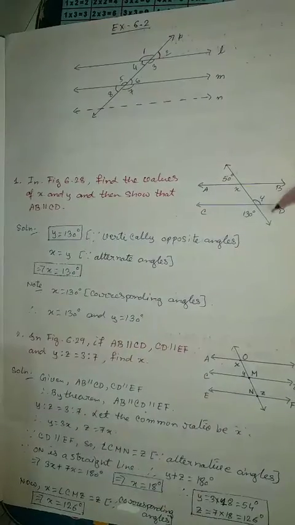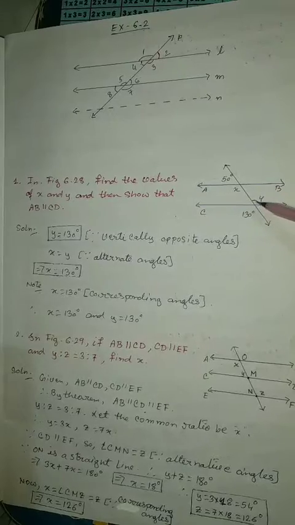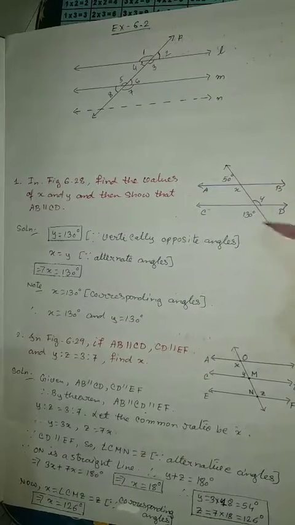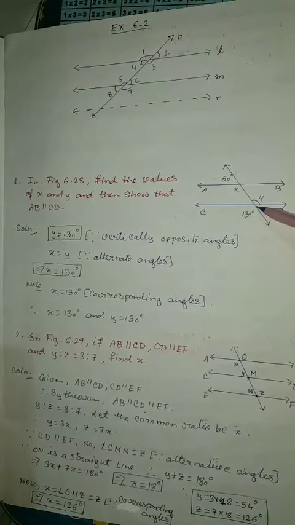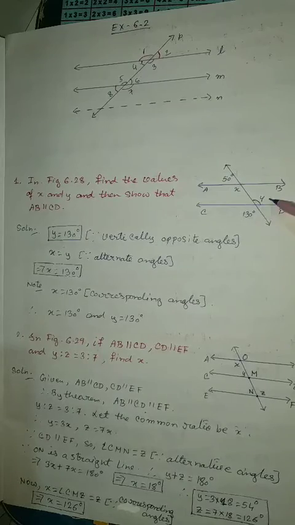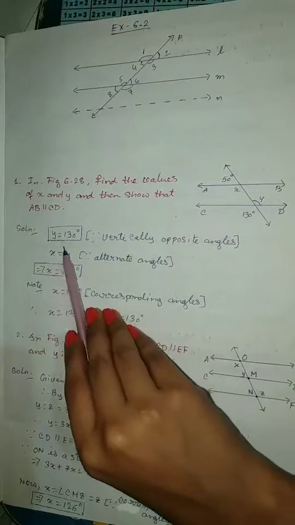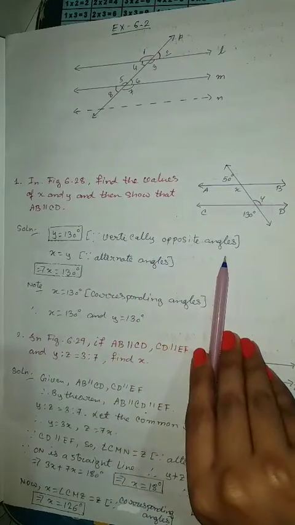Okay. Now, if we look at this portion, what do we see? That these two lines, the transversal and CD, are intersecting at this point. That makes these two angles opposite angles. If these two angles are opposite, then by theorem, these two are equal to each other. So write it down. Y equals 130 degrees because they are vertically opposite angles.